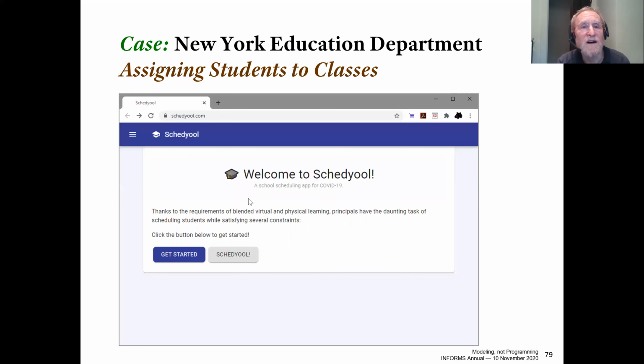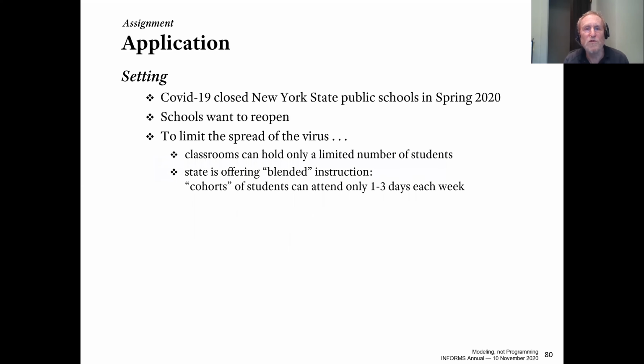Finally, a more topical example. This is an application for a student assignment in the current situation. And the idea here is that in the state of New York, the public schools were closed in the spring of 2020 by the COVID-19 pandemic. But then when they wanted to reopen, they needed to reopen in a certain limited way. They could only have a certain number of students in a classroom.